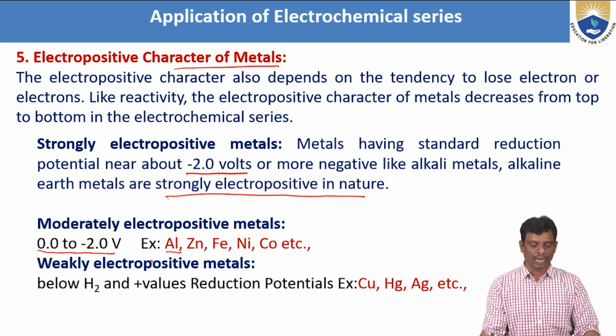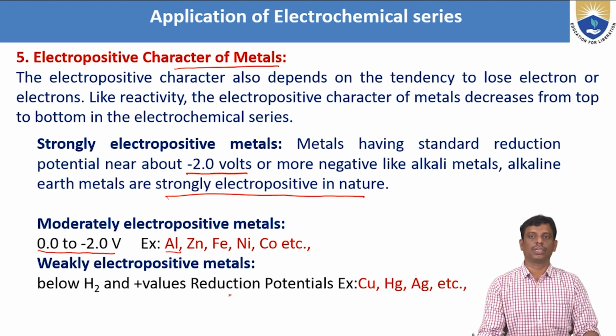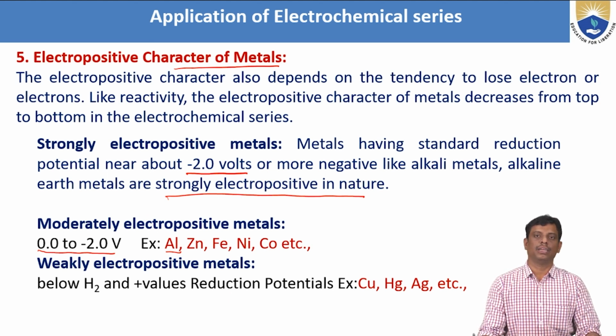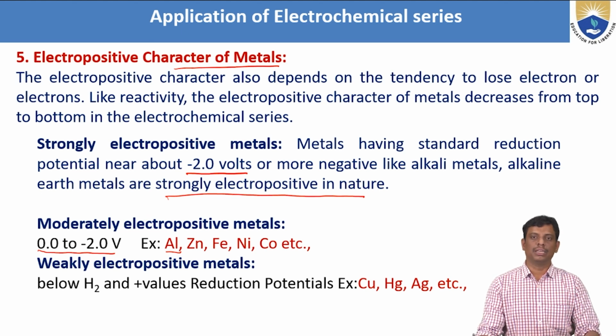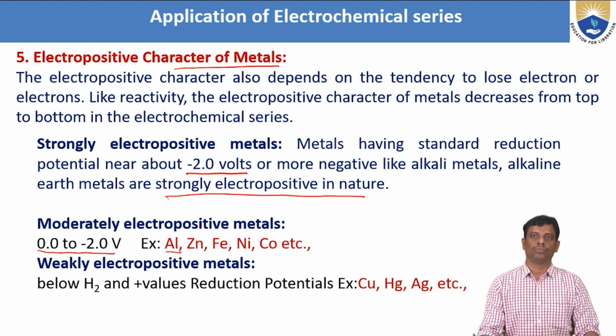Below hydrogen, the metals have positive values of reduction potentials. If the electrode potential is positive, those metals are very weakly electropositive. So which metals are more electropositive and which are less electropositive, we can easily identify using this electrochemical series. These are the applications.